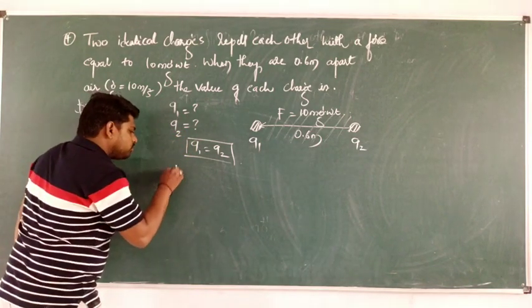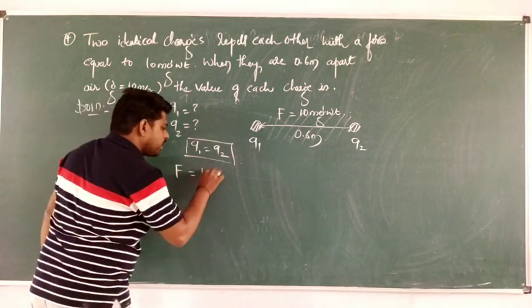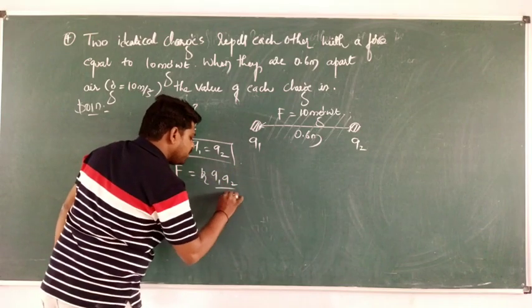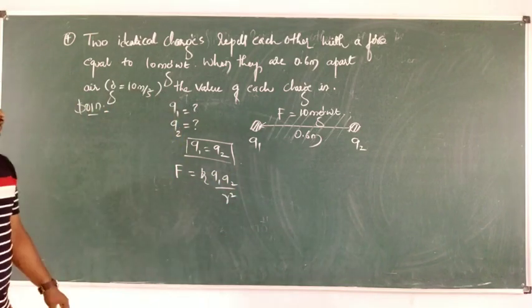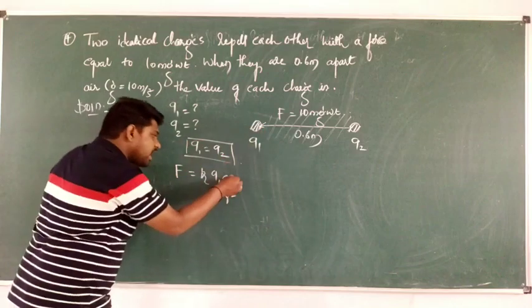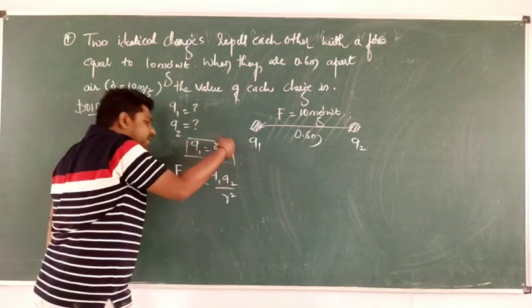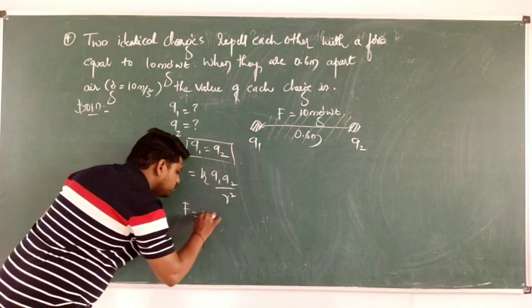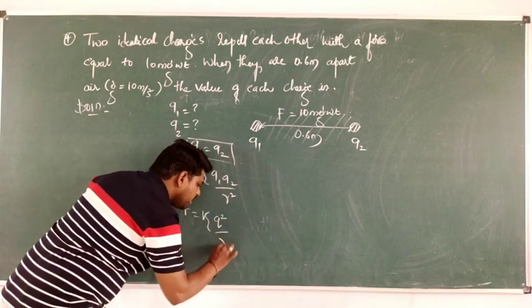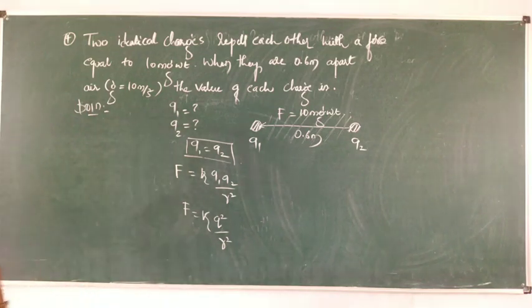So to calculate Q1 as well as Q2, I will apply Coulomb's law. What does Coulomb's law say? F equals K Q1 Q2 divided by R square. As they are identical charges, it means Q1 equals Q2. Therefore, F equals K Q square divided by R square.